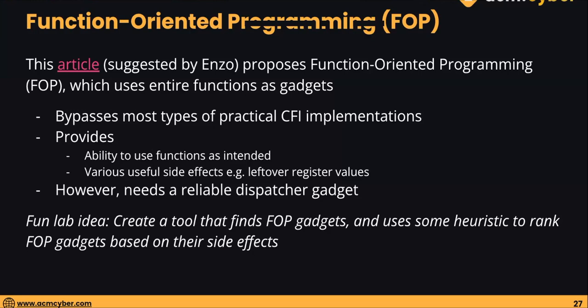And number two, a lot of the time when a function executes, there are remnant values left over in the registers. Using these side effects, it seems possible that we can use a particular side effect from a function to, for example, multiply the value in a register by 2 or set a value in the register to something else. By investigating these side effects, we can chain together FOP gadgets to achieve what we want. So this is the idea of FOP.